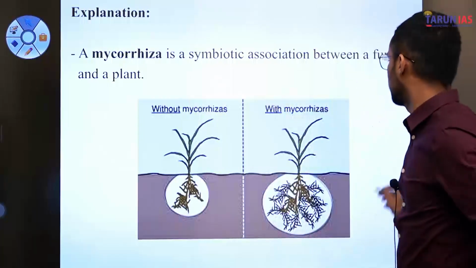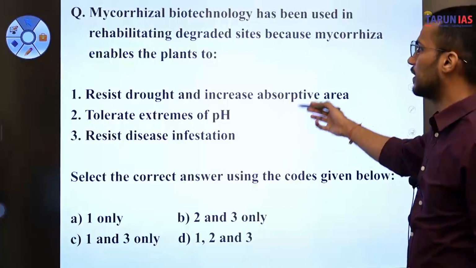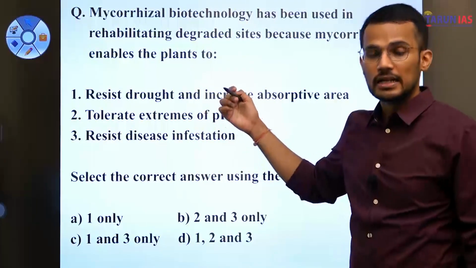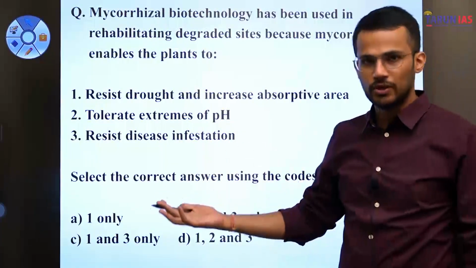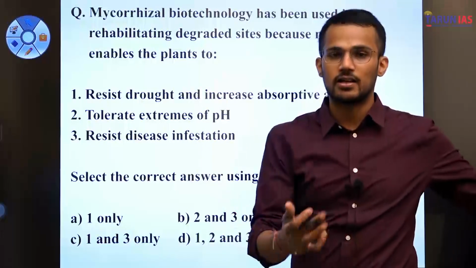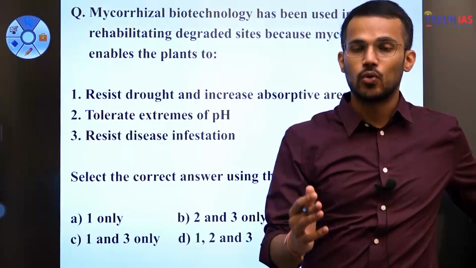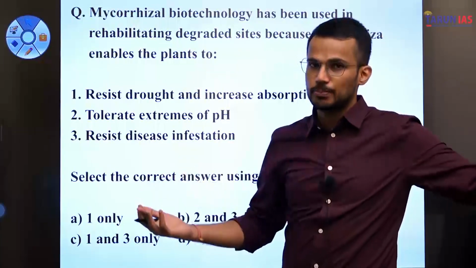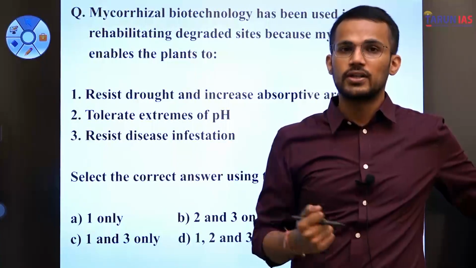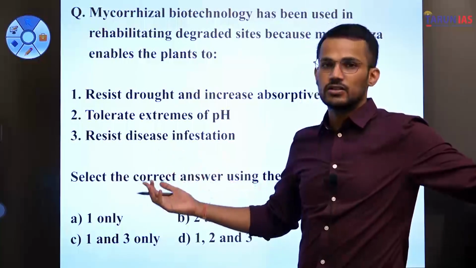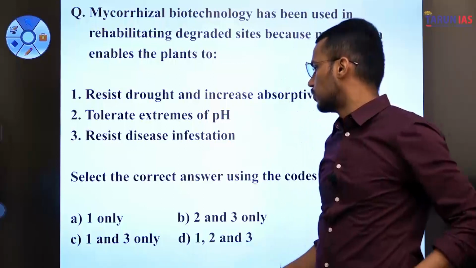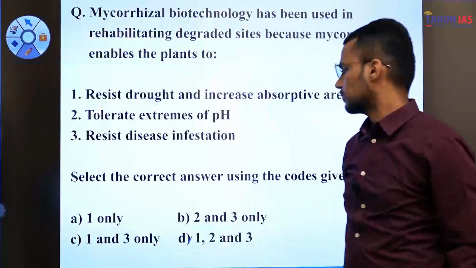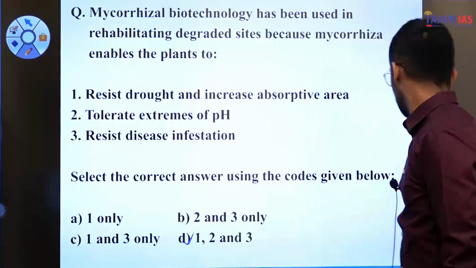And that's why all are the benefits that are being received by plants. So plants will be able to resist droughts and increase absorptive area, because that is the most basic advantage to a plant if it is forming association with mycorrhizae fungus. Second is tolerate extreme pH. Yes, that is also the benefit that we have discussed. And last is resist disease infestation. And that is also true. And hence the answer is D, 1, 2 and 3. Right? So the answer is D, 1, 2 and 3.